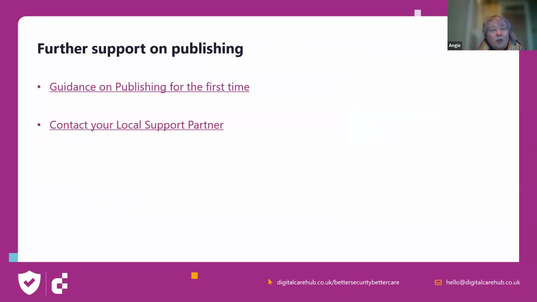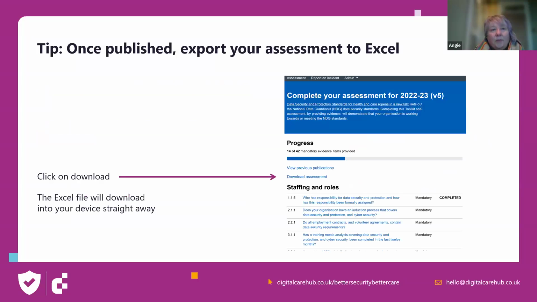The next one. So again, further support on publishing is there. So these links again will be sent to you. Once you're published, export your assessment to Excel. Okay. And again, there's a link there that you just click download assessment, and the Excel file will download into your device straight away. Okay.